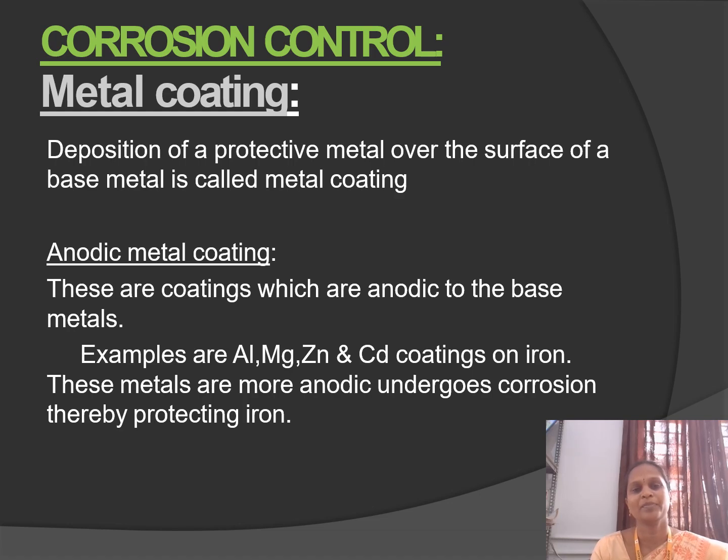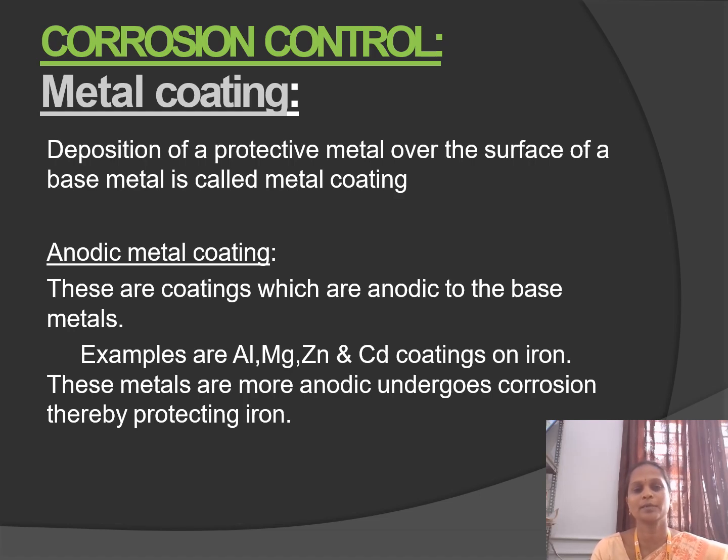of a base metal. Now we consider the base metal to be iron. The protective metal can be a metal which is more anodic or less anodic; we can take either as an example. It should be uniformly coated on the surface of the base metal. This deposition is called metal coating. Generally, based on the nature of the metal, metal coating is classified into two types.